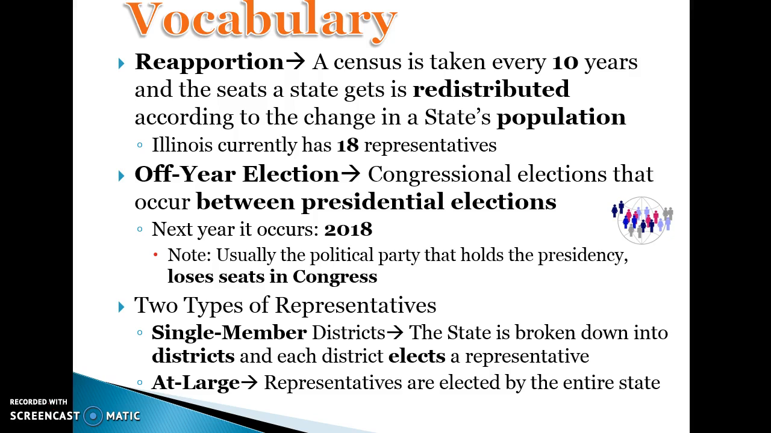There are 2 types of representatives. Single-member districts. The state's broken down into districts, and each district elects a representative. And then at-large districts, which is where representatives are elected by the entire state. Usually single-member districts. That's what we do in Illinois.